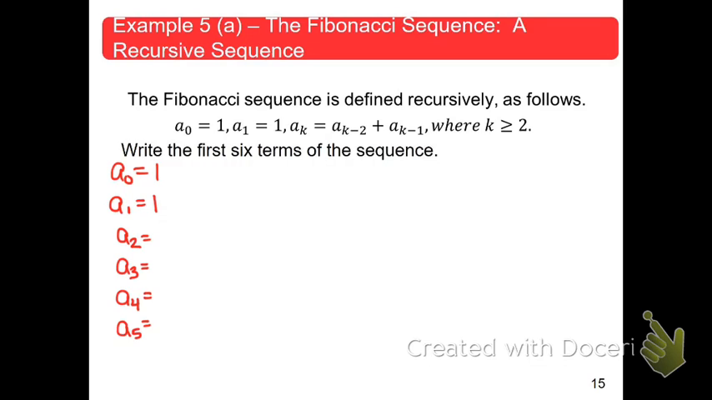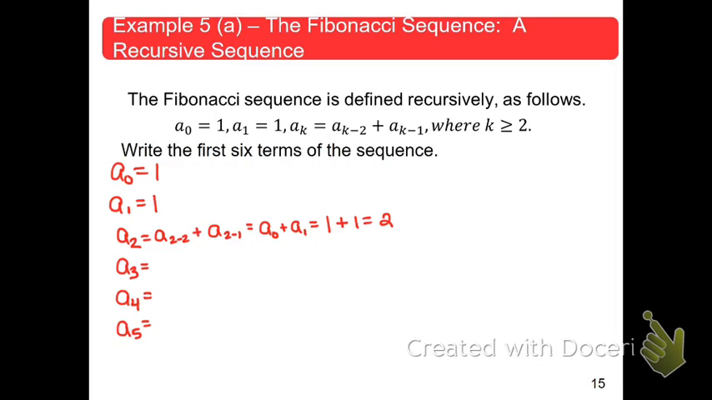Alright, but to find that third term, a sub 2, it told me that a sub k equals, well now instead of k I have a 2, so it's going to be a sub 2 minus 2 plus a sub 2 minus 1. So just work out your subscripts there. So you get a sub 0 plus a sub 1, which we know both of those. A sub 0 is 1 plus a sub 1 is 1, and 1 plus 1 is 2.